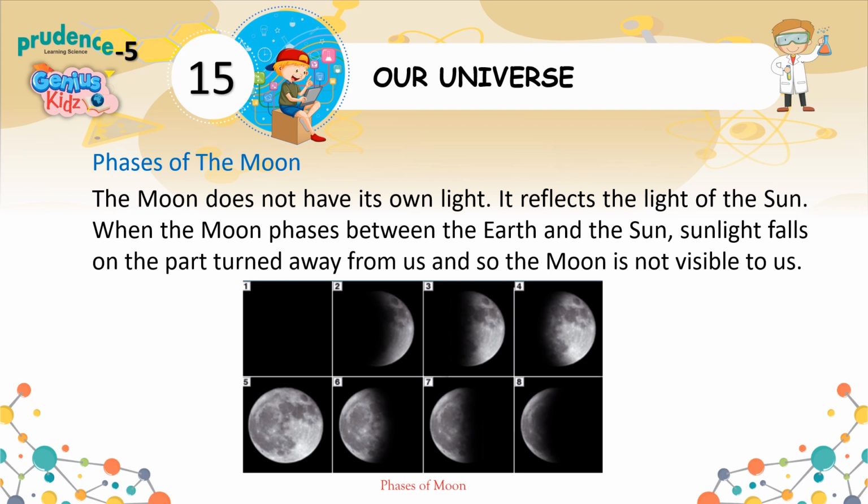Phases of the Moon. The Moon does not have its own light. It reflects the light of the Sun. When the Moon is between the Earth and the Sun, sunlight falls on the part turned away from us, and so the Moon is not visible to us.